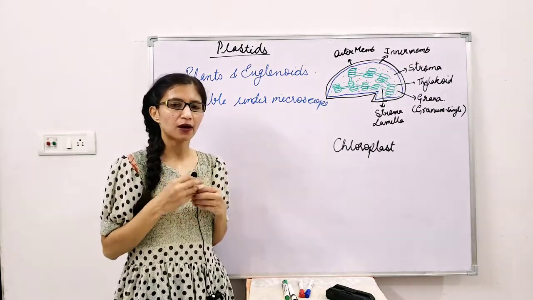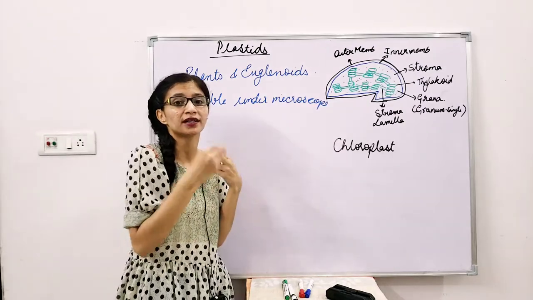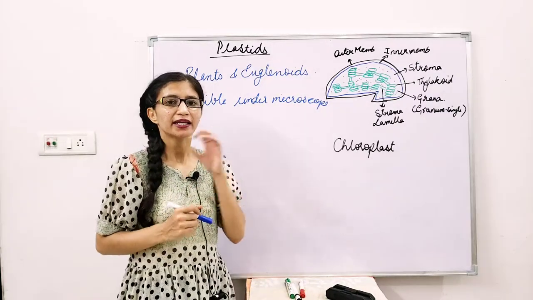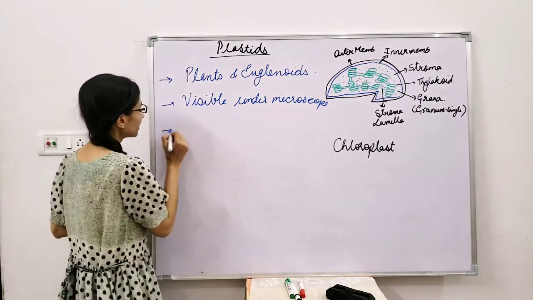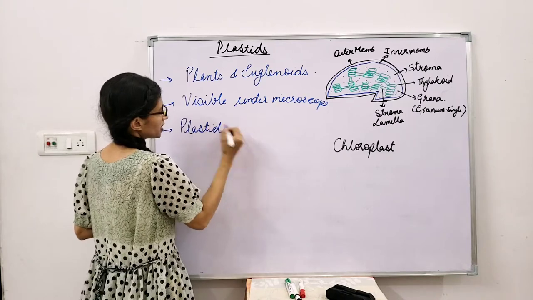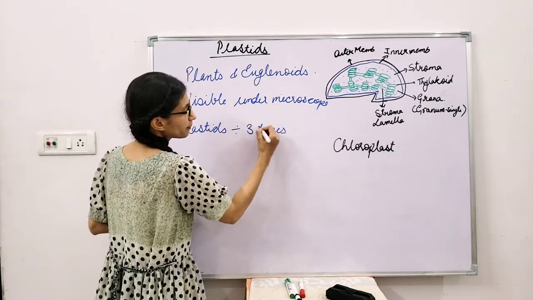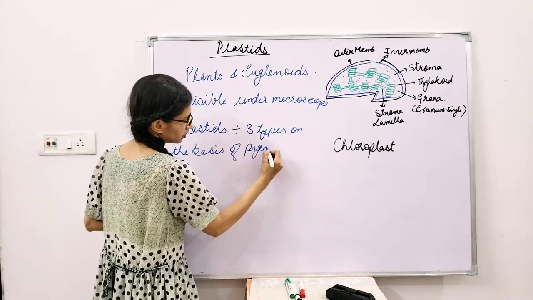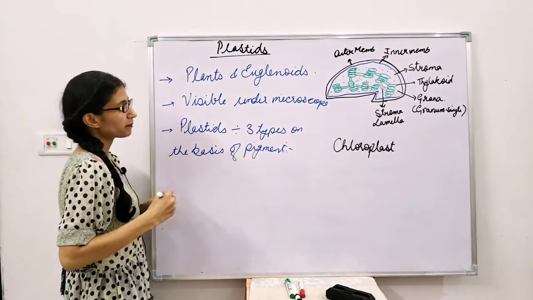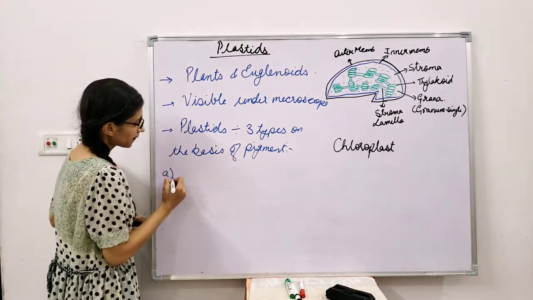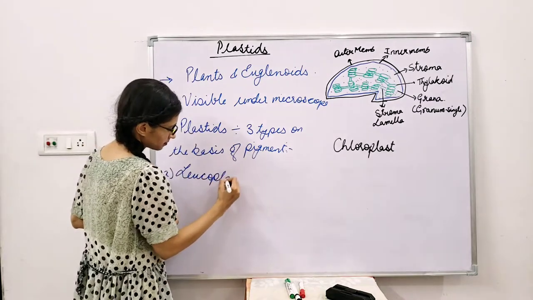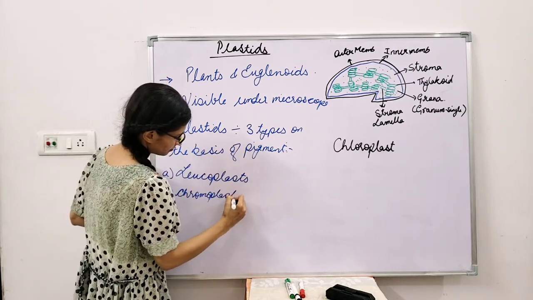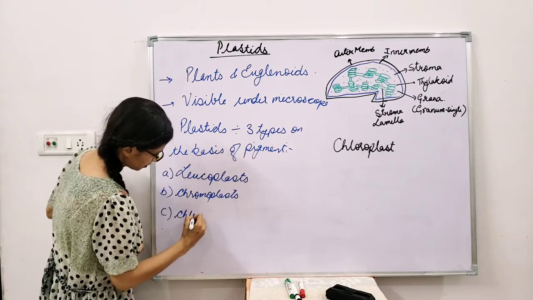On the basis of color, the amount of pigment that they have, meaning what color they provide to the plant or to the euglenoids, the plastids are divided into three types on the basis of pigment: A, leucoplast; B, chromoplast; and C, chloroplast.